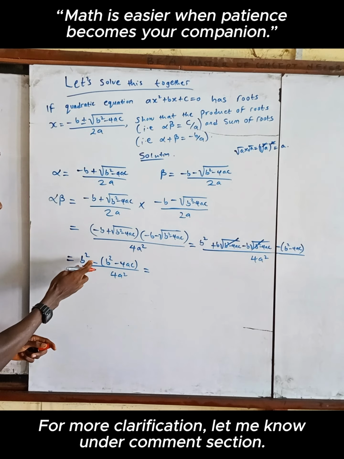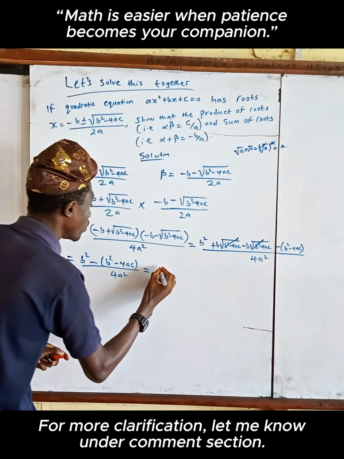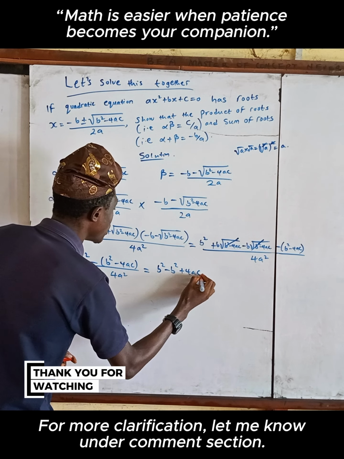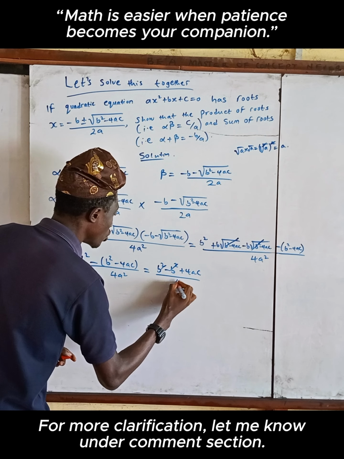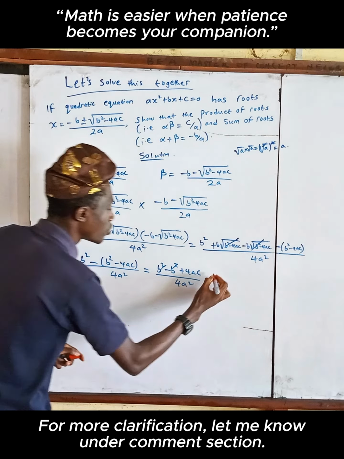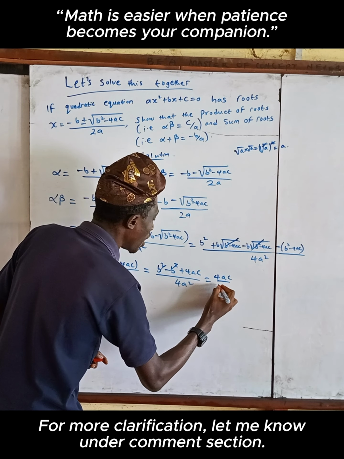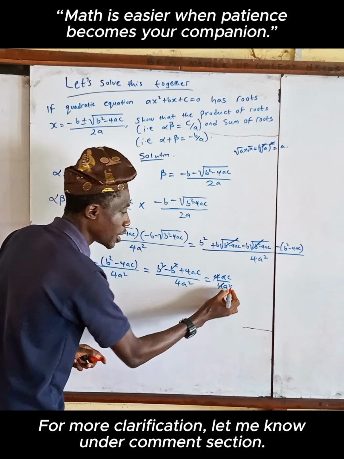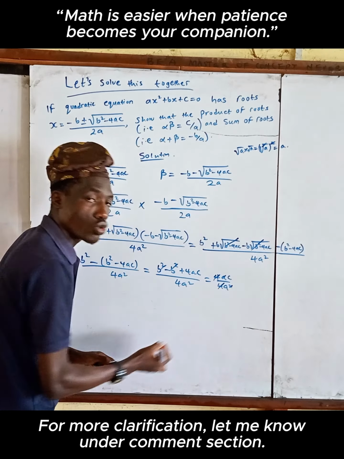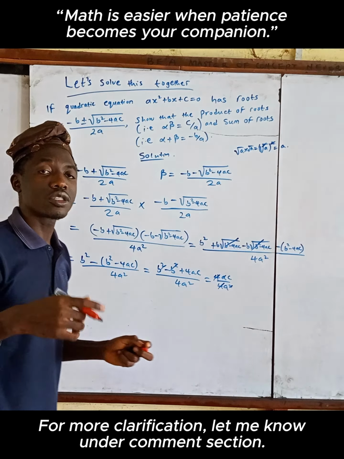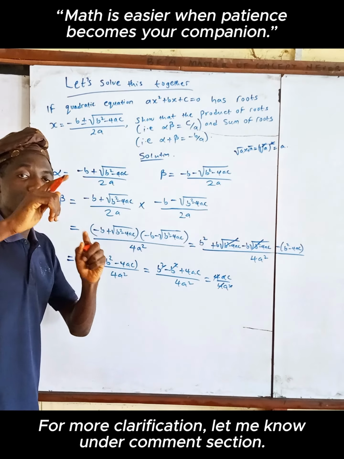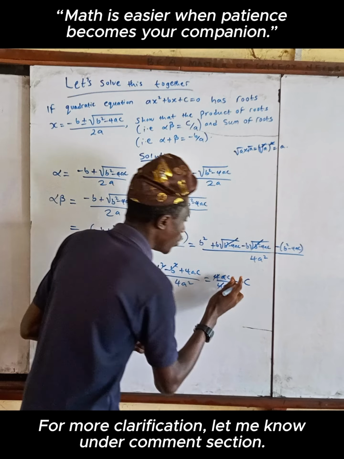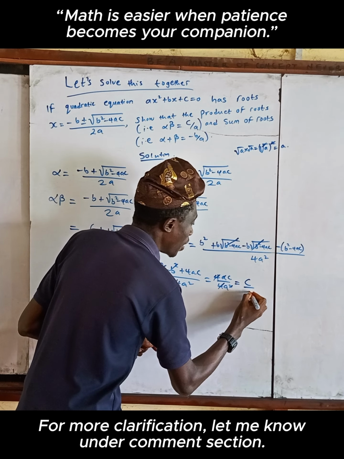Let's open this bracket with the negative sign that is here. So we have b squared minus b squared plus 4ac. The b squared terms cancel. Don't forget your denominator, a squared. From this place, we have 4ac divided by 4a squared. The 4 cancels the 4, and a squared is a multiplied by a, so one a cancels. We are left with c over a.